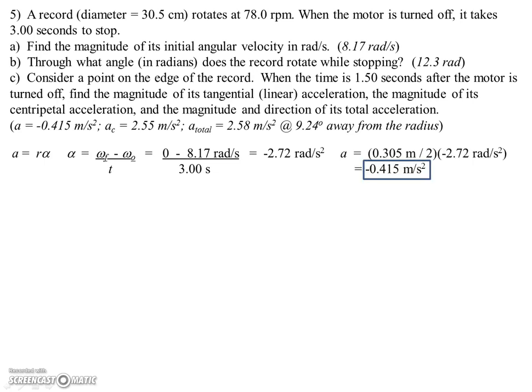Keep in mind, of course, that you were given the diameter of the record, and also it was in centimeters, so you have to convert it to meters, so that's 0.305. You have to divide by 2 to get the radius, which is r in the equation, then multiply that by alpha, the angular acceleration, to get negative 0.415 meters per second squared.